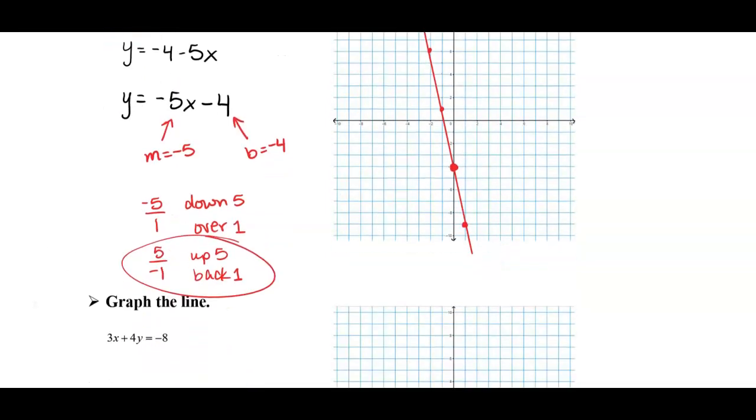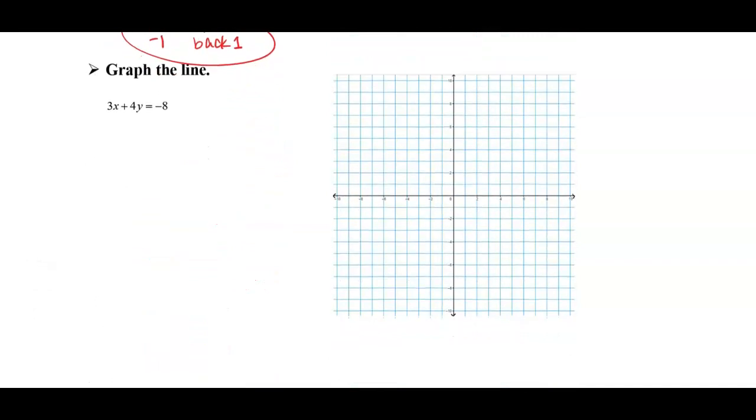Let's look at another example like this. Once again, we have a graph that is not in slope-intercept form. So we need to get it that way. We're trying to get y by itself. So first thing I'm going to do is subtract the 3x. And now this says 4y equals negative 8 minus 3x.